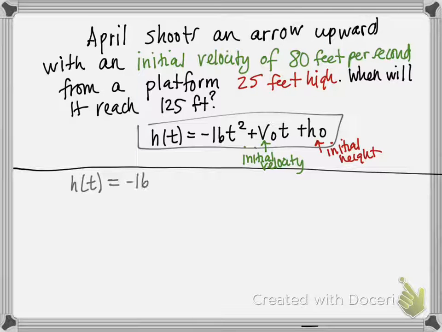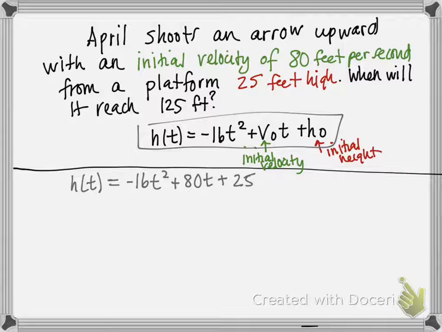So it's negative 16t squared, your initial velocity, you're going to plug that in for v sub 0. It said it was 80 feet per second. So this is plus 80t. And then the third term is your initial height. Your initial height is 25 feet. The platform is 25 feet high.